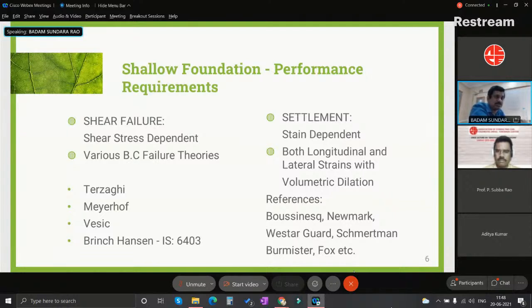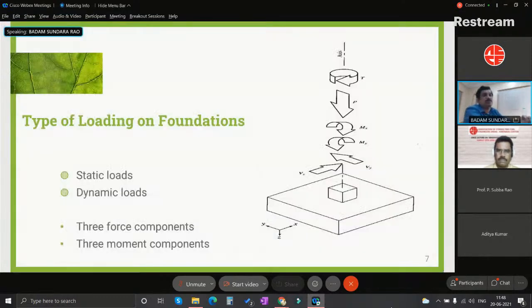Regarding Fox's approach, he proposed a depth factor for the depth of embedment of the footing. We have different types of loading. This is also to be understood for the sensitivity of the foundation analysis.